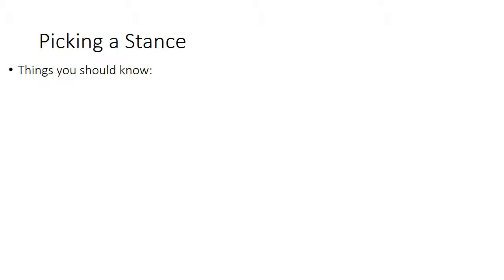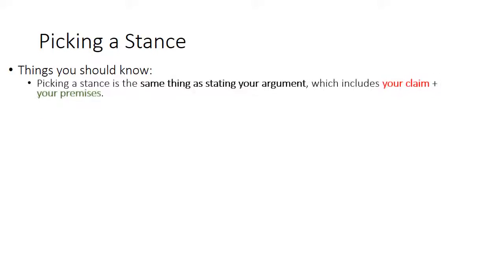Now that you've identified an issue or a question you can address, we're going to pick a stance. Things you should know about picking a stance. Picking a stance is the same thing as stating your argument. And an argument always includes your claim and your premises. Remember that I say you should have at least 2 premises. However, the book that you're probably reading tells you you need at least 1. However, you'll see later on in the presentation that that's not such a good idea to just have 1. So you probably have 2 or more.